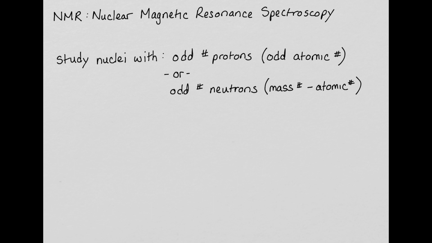Most commonly used is proton NMR, which studies hydrogen, which has both a mass number and an atomic number of 1. Because hydrogen has 1 proton, an odd number, we say that it is NMR active. Additional nuclei that are NMR active include carbon-13, nitrogen-15, fluorine-19, and phosphorus-31.